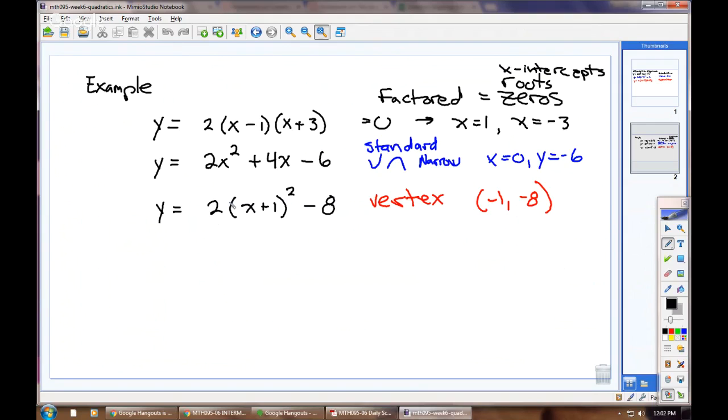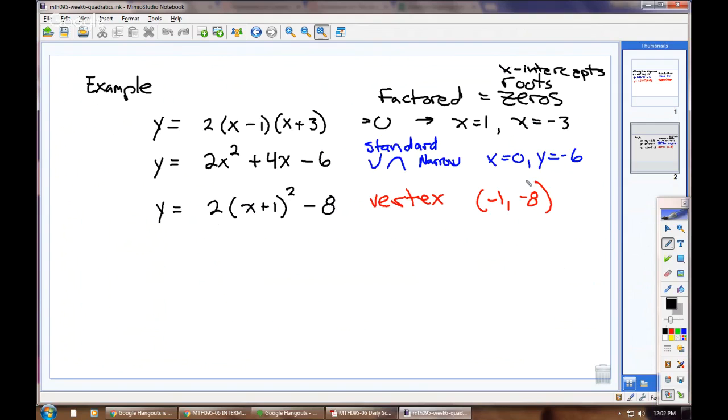And this one here is what's called vertex form. And it tells me the x value I can plug in here, -1, makes this first part disappear, leading to y equals -8. So the vertex, that's either the minimum point on the graph or the maximum point on the graph. In this case, it's opening up, so that would be the minimum point on the graph, -1, -8.